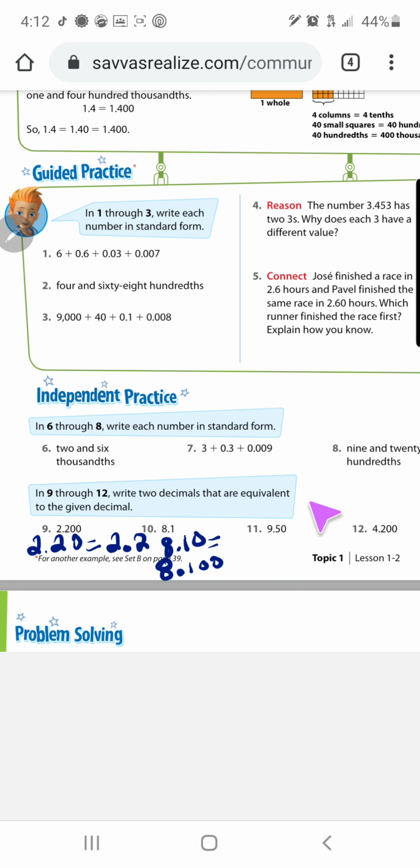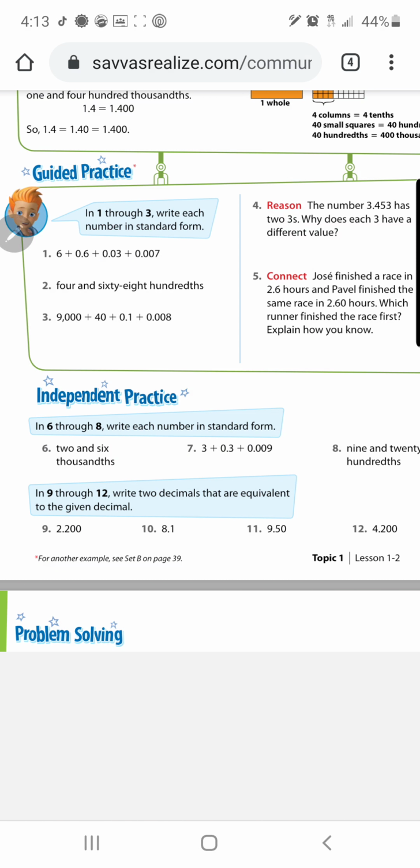Number 11, 9 and 50 hundredths can be equivalent to 9.5 or 9 and 5/10ths, and that can also be equal to 9 and 500 thousandths. Number 12, 4 and 200 thousandths can be equivalent to 4 and 2/10ths, and that can also be equal to 4 and 20 hundredths. All right, let's move on.